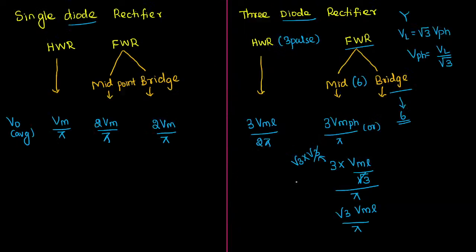Okay. Fine, sir. Now come back to the bridge rectifier, but it will be having 6 pulses. When it is having 6 pulses, then the formula can be simply written as 3 times the maximum line voltage by pi.